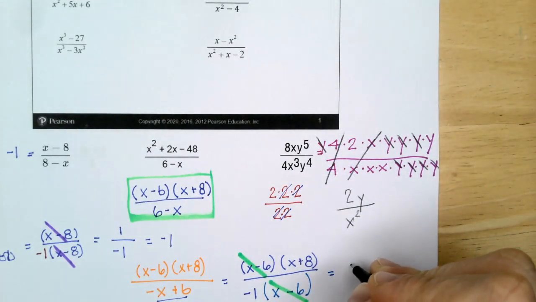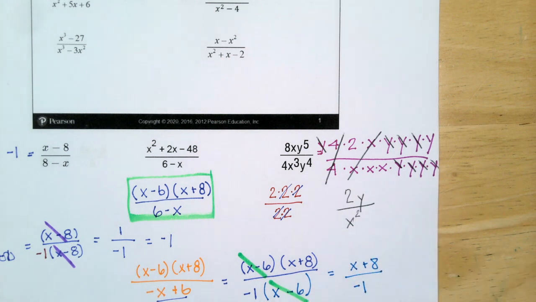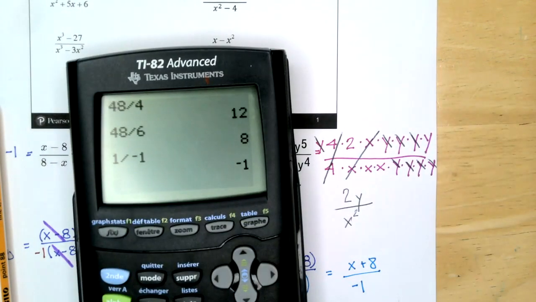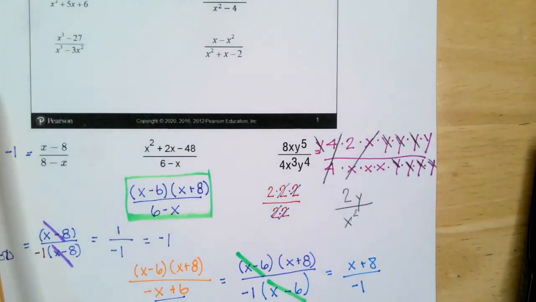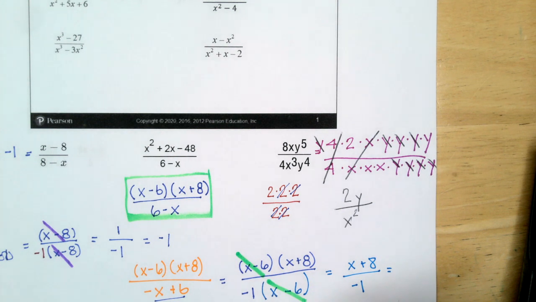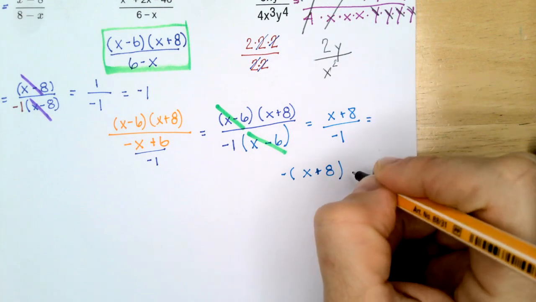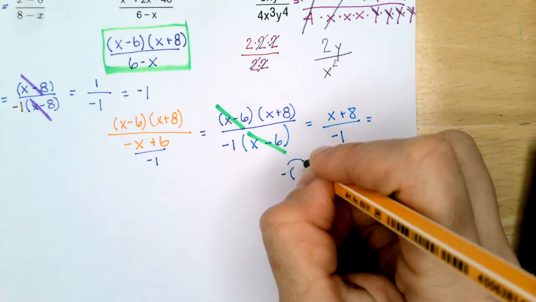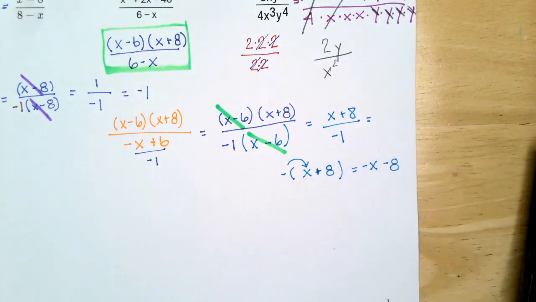And what I have left is x plus 8 divided by negative 1, right? Any number, pretend like it's a 100, divided by negative 1 just makes it a negative number. So we're going to say it is negative x plus 8. Sorry, you couldn't see that. Or if you distribute that, you can say it's negative x minus 8, because those are the same answer, okay?